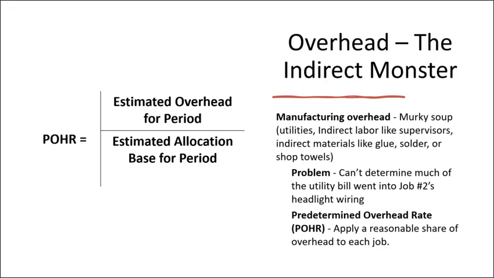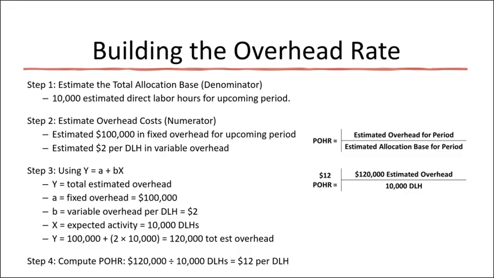Let's walk through the four-step process. Step one is to estimate how many manufacturing direct labor hours Vanilla expects to use during the year. That becomes the denominator. Let's say they looked ahead and estimate 10,000 direct labor hours for the upcoming period. That's what we'll divide our overhead cost into.